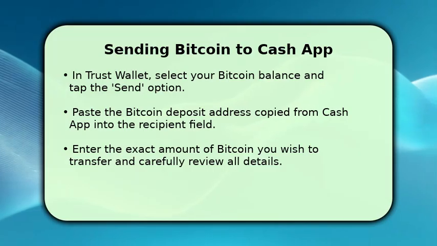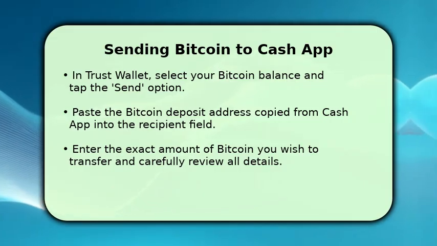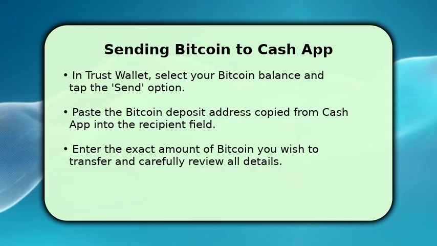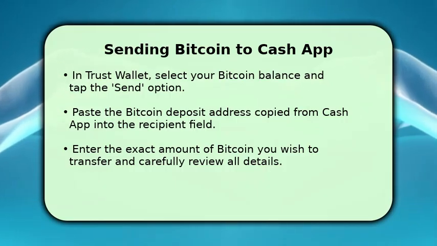With your Bitcoin ready in Trust Wallet, it's time to send. Open Trust Wallet, select your Bitcoin, and tap Send. Paste the Bitcoin deposit address you copied from Cash App into the recipient field. It's vital to ensure this address is correct. Then, enter the amount of Bitcoin you want to transfer. Take a moment to review all the transaction details one last time before confirming.